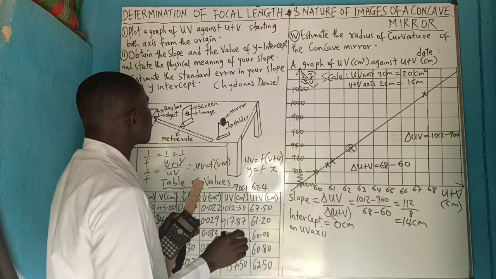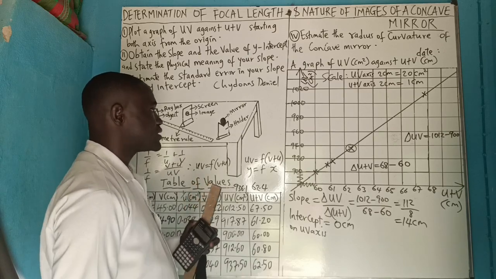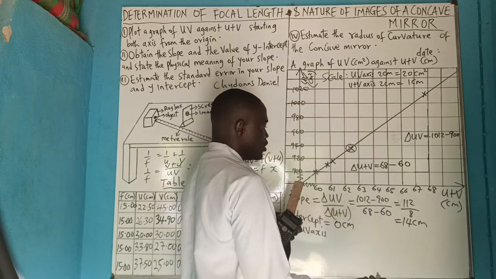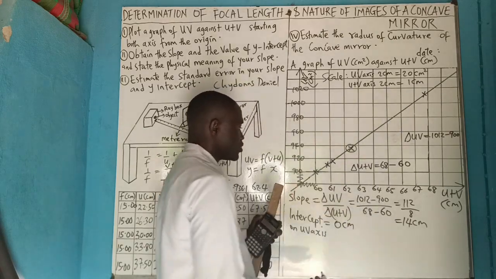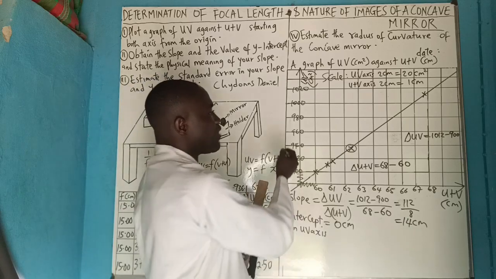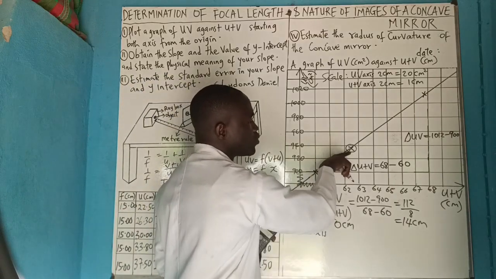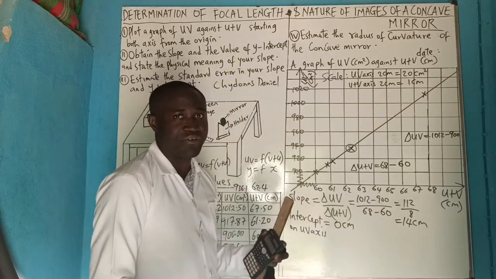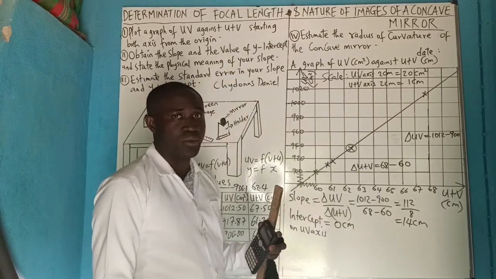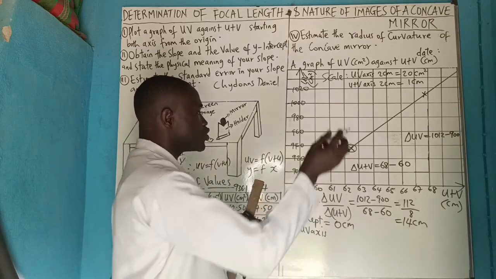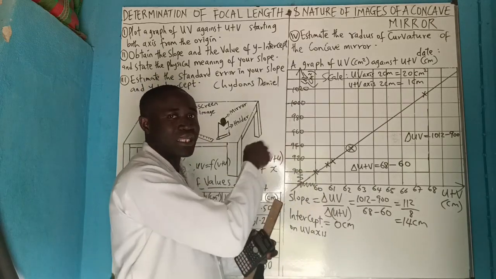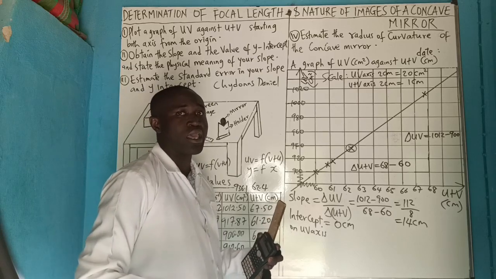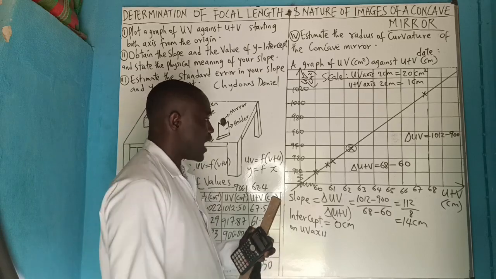Estimate the standard error in your slope and y-intercept. Since none of the points fall out, are you getting it? If there is any point that falls out, we connect it to this centroid and get this slope, get the difference. Then you get the error in slope. Then we also take it to the y-axis, get what it gives you in the y-axis, get the difference, you get error in the intercept. Are you getting it?